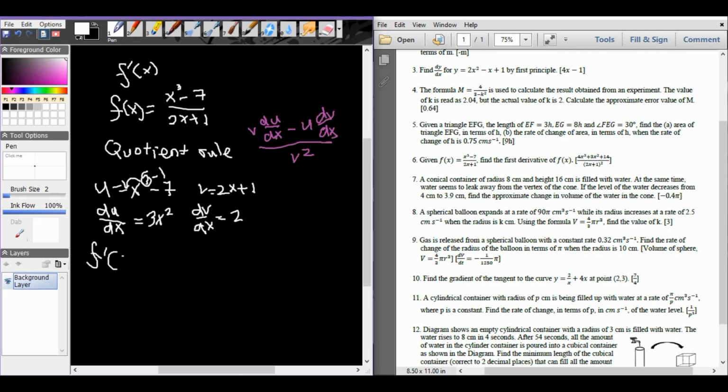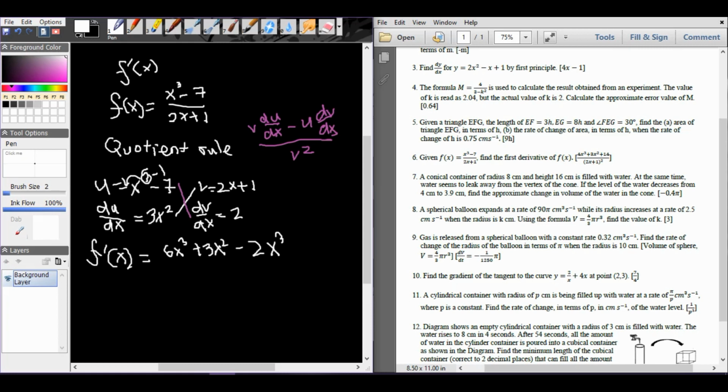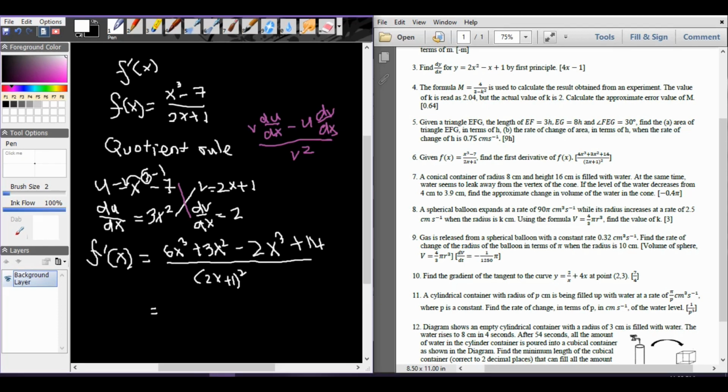Therefore, f prime x equals v multiplied with du/dx. Then you will have 6x cubed plus 3x squared, minus u dv/dx, which is 2x cubed plus 14, over v squared, which is (2x plus 1) squared. 6x cubed minus 2x cubed gives 4x cubed plus 3x squared plus 14, over (2x plus 1) squared. So this is the final answer.